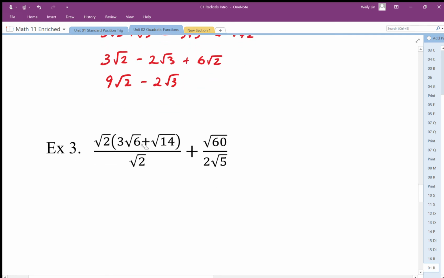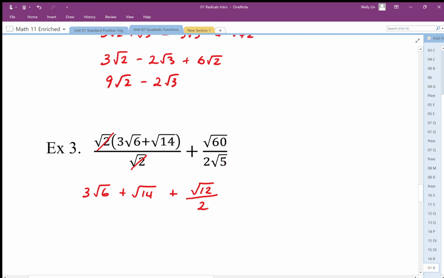So here again, we should simplify when we can. When I see this square root 2 divided by square root 2, really that's a times and a divide, root 2, so they just cancel out. Here we probably can simplify this radical part. So I'm going to end up with 3 root 6 plus square root 14 plus 60 divided by 5 is going to give us 12. So we get square root 12 all over 2.